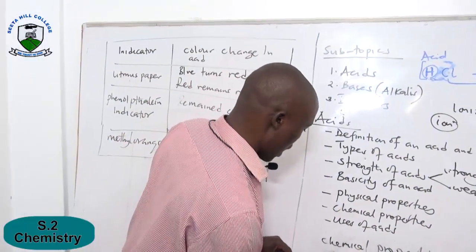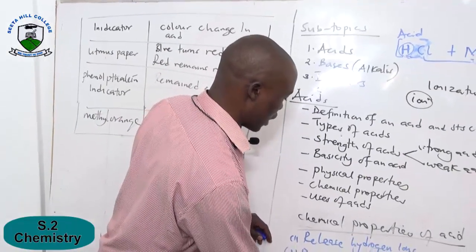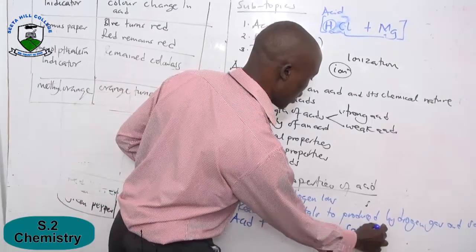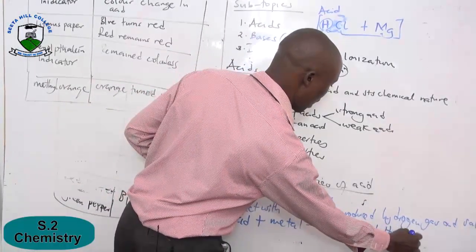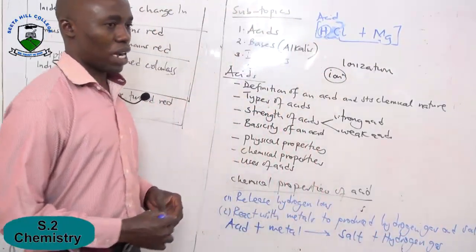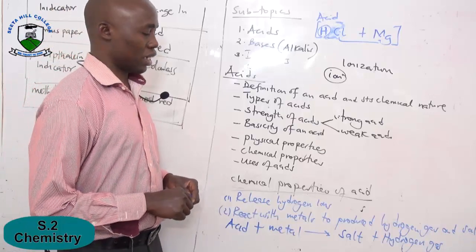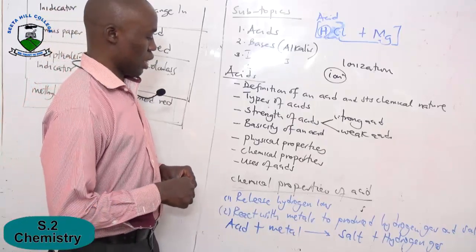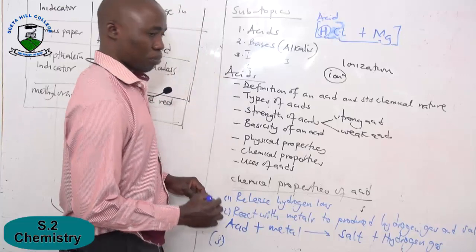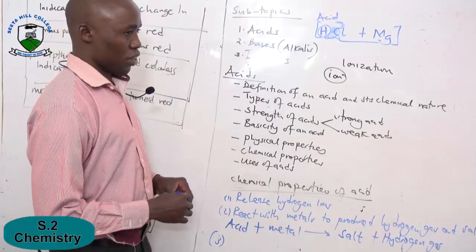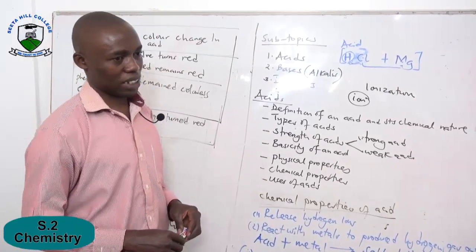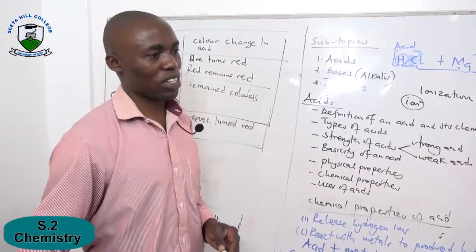Now, in short, acid plus metal gives us a substance called salt plus hydrogen. Is that very, very clear? We are going to look at these reactions later, but we are saying acid plus metal is salt and hydrogen. Okay, right. Now, next is the reaction of acids with bases. An acid reacts with a base.